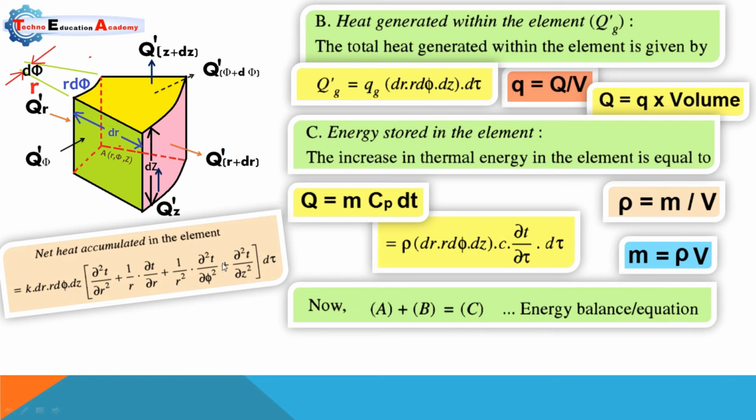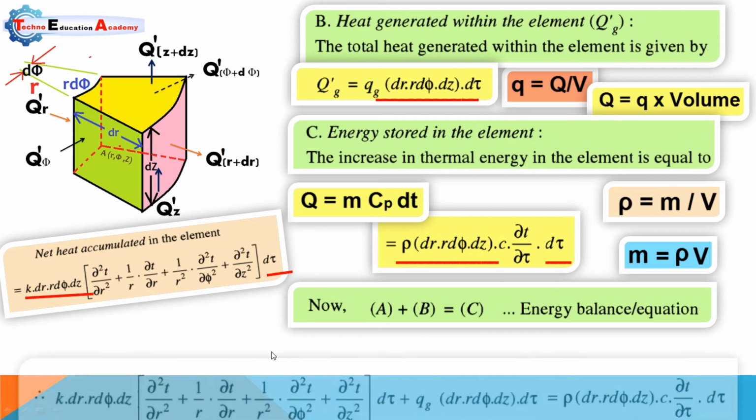So the net heat accumulated in the element we have already discussed in the previous slide. B and C values are already there. So put the value of A, B and C in this equation. In all the terms A, B and C, the common term is dr into r d phi into dz into d tau. In all the equations you can see that it is a common term, so keep it outside the bracket.